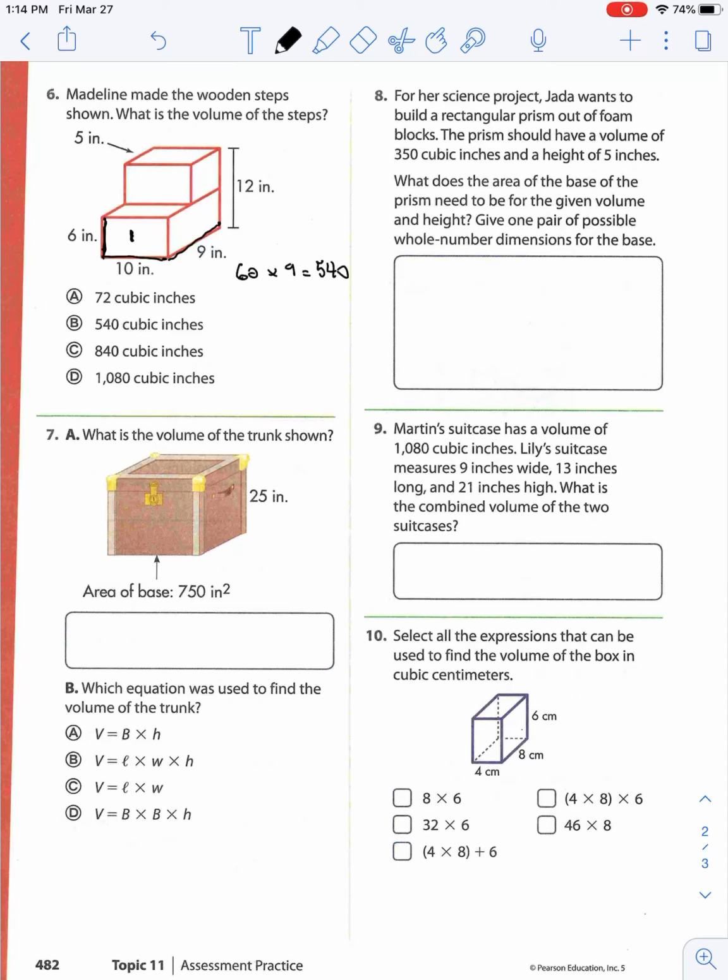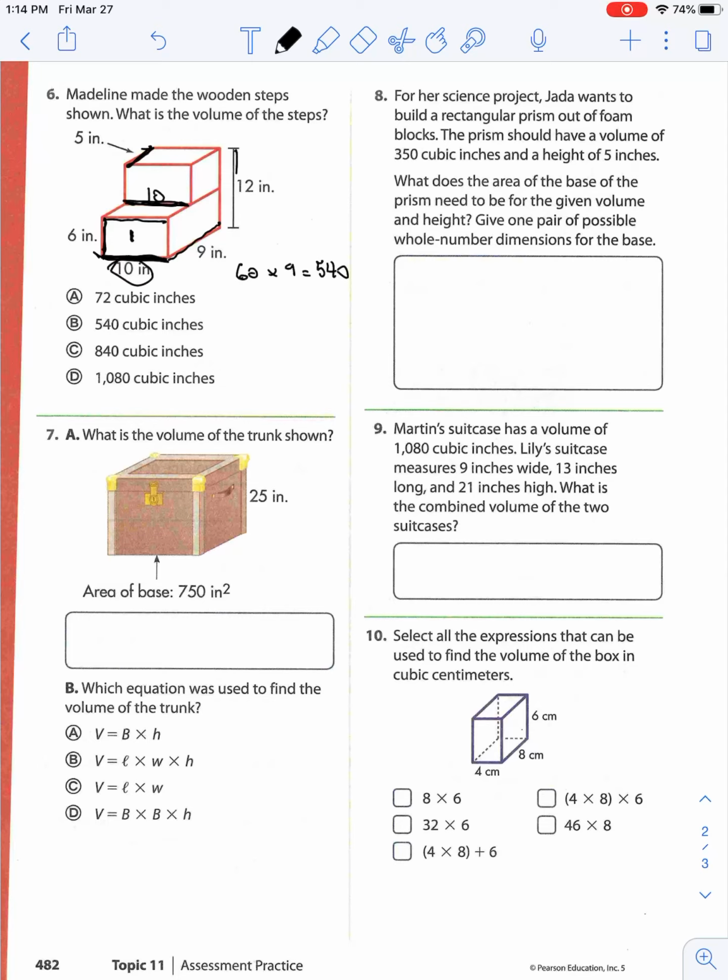The top one, we know that this is 5. We know, so that is our width. We know that this length right here is going to be 10. How do I know that? Look opposite. This is opposite, and this is opposite. Right there. There's our 10. So it's going to be 10.